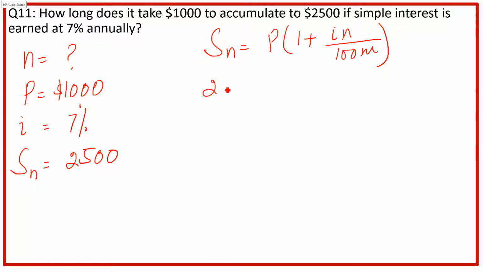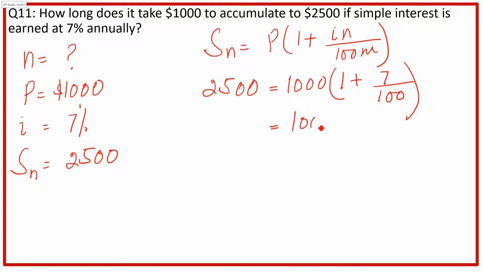So here it says that 2,500 is the total value of your 1,000 investment after how many years, and I is given, which is 7%. We do not know n, so it will be like this: 1,000 into 1 plus 7 divided by 100, which is 0.07 n, and here we have 2,500.